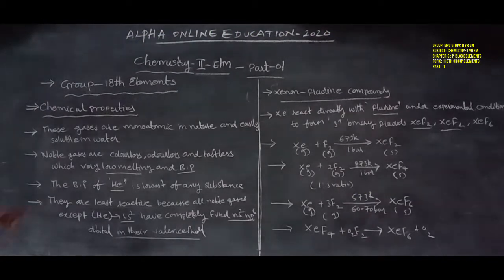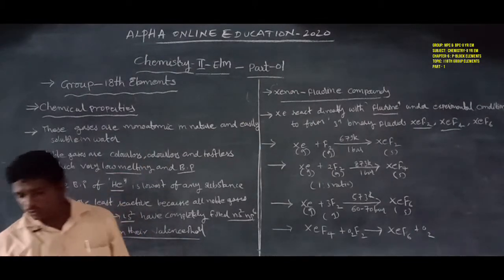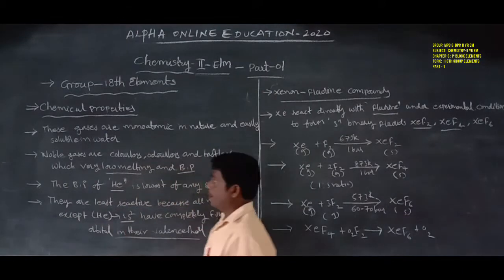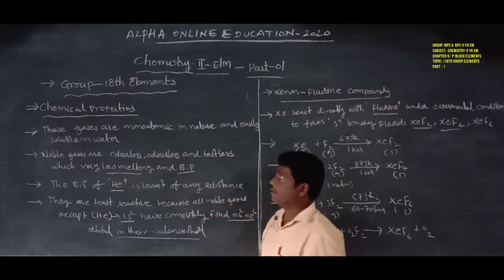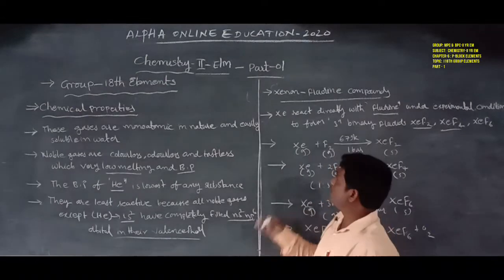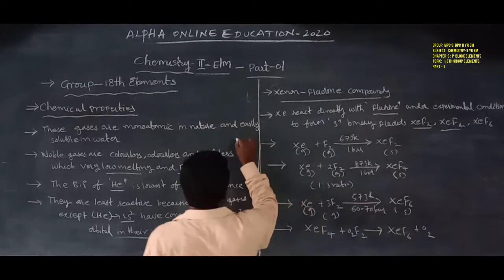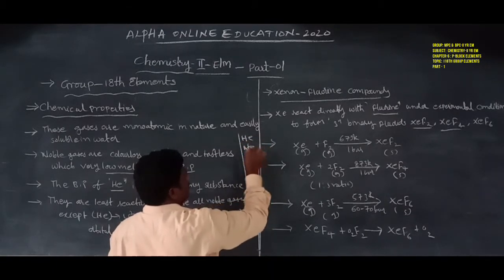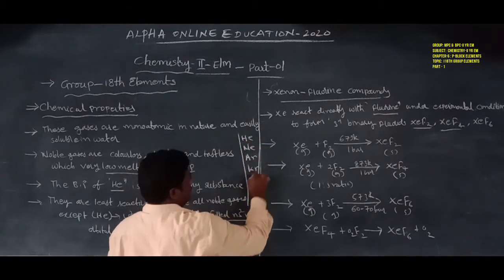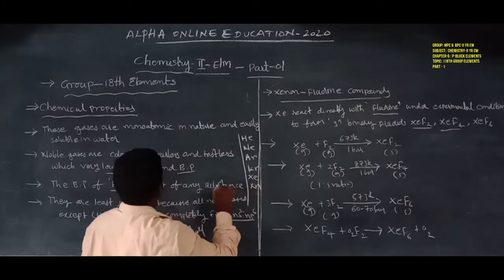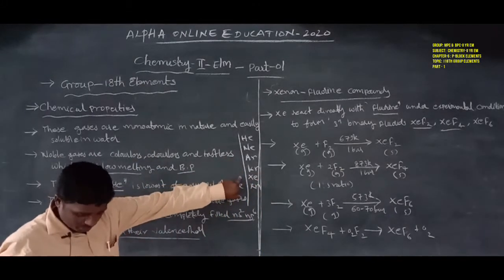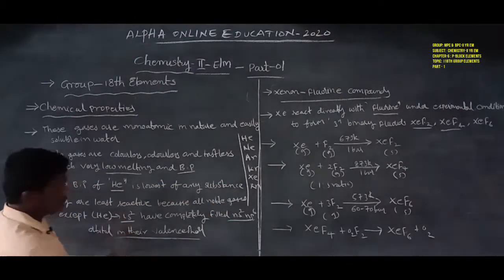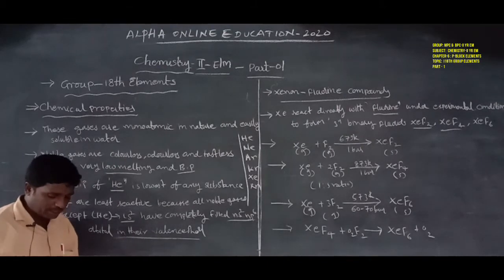Next, the chemical properties of the 18th group elements, or noble gases, or inert gases. The first one: those gases are monoatomic in nature. All the zero group elements, helium, neon, argon, krypton, xenon and radon, are monoatomic in nature and easily soluble in water.